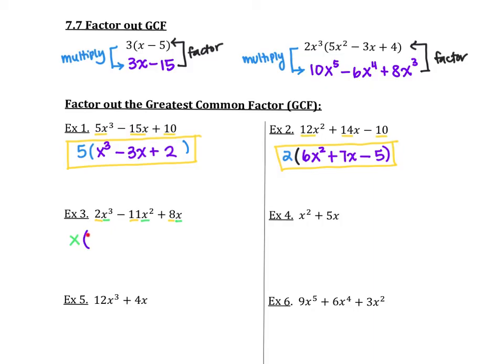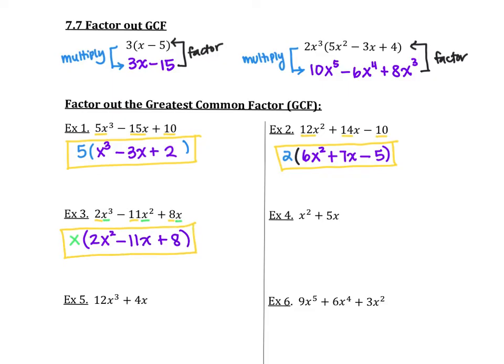Now I'm going to think x times something to give me 2x to the third. Well, I need a 2 here. If this is an x times something to give me x to the third, I need x times x to the second, because 1 plus 2 will give me 3. Minus x times something to give me 11x to the second. I need an 11. X times something to give me x to the second, I need x times another x. Plus x times something to give me 8x. I need an 8 there. I already have the x. So that's the best I can do for a factored form, or greatest common factor on this one.